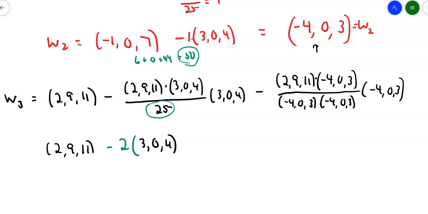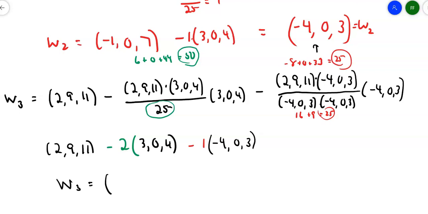(3, 0, 4). And now, what's this mess up on top over here? 2 times negative 4 is negative 8, plus 0 plus 33. Did I just say 2 times 4 is 6? Where have I been? 2 times negative 4 is negative 8. And then 33 minus 8 is 25. Down the bottom, I'm going to get 16 plus 9, which is also 25. So 25 over 25 is just 1. So minus 1 times negative (4, 0, 3). Now take the components very carefully and add them together.